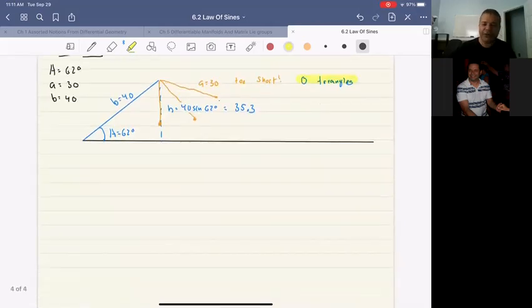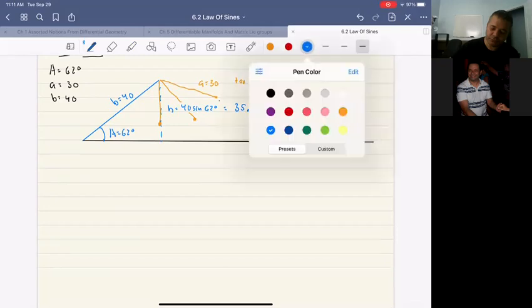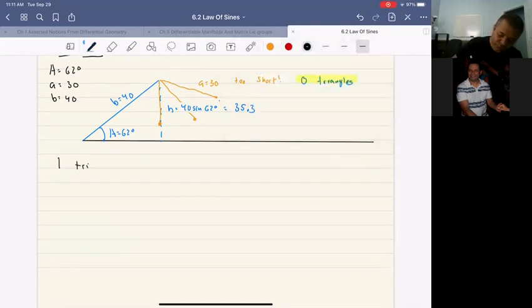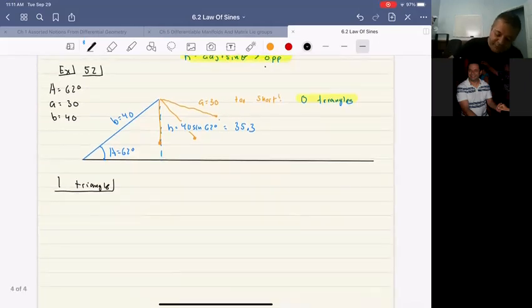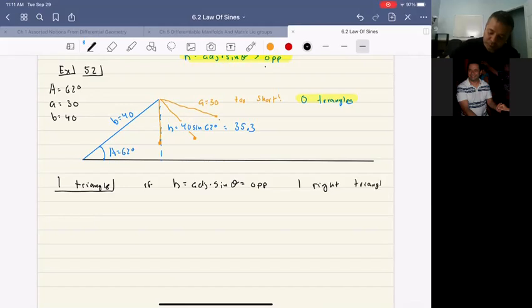The next case is we could have one triangle. Now there are two different ways we could have one triangle. The first way is pretty straightforward, and I'm not even going to cover that. If h, which is again the adjacent side times the sine of theta, equals the opposite, then you get one right triangle. There's another way that you could get one triangle though.